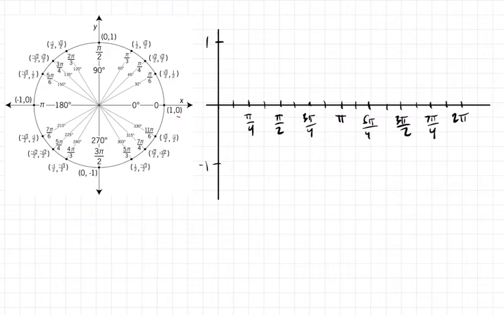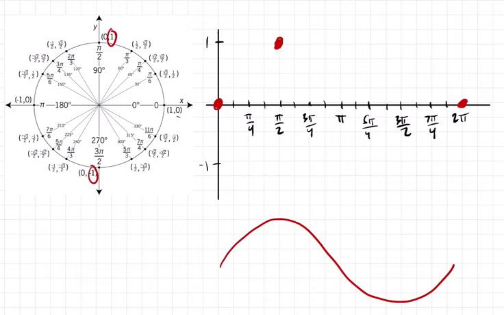Sine, again, is just tracking these y values. In other words, I know it has to look from my rough sketch something like this, and I know it starts at 0 and it ends at 0 in one rotation. I know that the highest y value is at pi over 2, right? So here's my pi over 2, and my lowest value is here at 3 pi over 2, and negative 1.